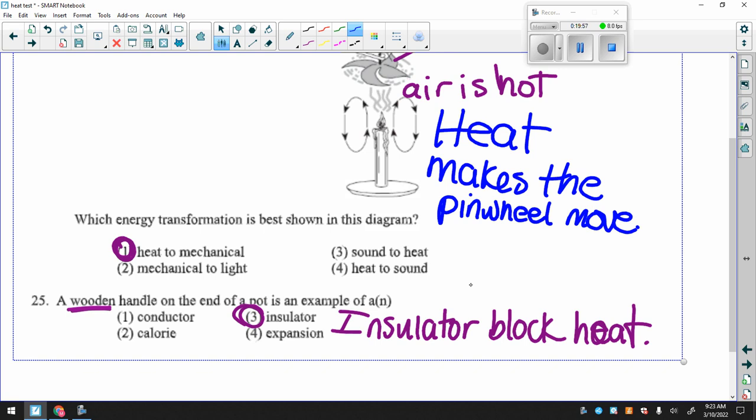A wooden handle on the end of a pot is an example of an insulator. Insulators block heat. Conductors transfer heat. If you got this wrong, expansion needs heat. Calories need heat. Calories are a measurement of heat in food. If you got this wrong, insulators block heat. Write it down.